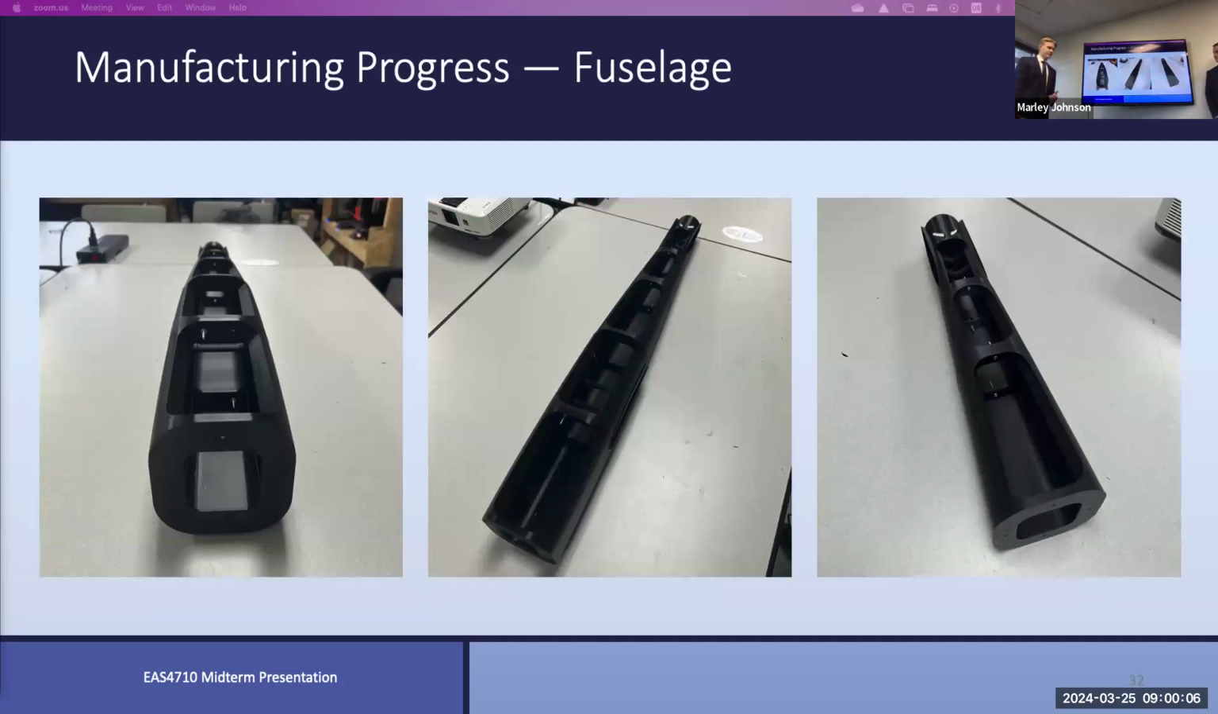We've done this to test fit parts and see how our structures perform in real life. Some lessons we've learned from this are that our initial structural design was a little bit too strong and too heavy, so we revised it to make our bulkheads a bit thinner and smaller.